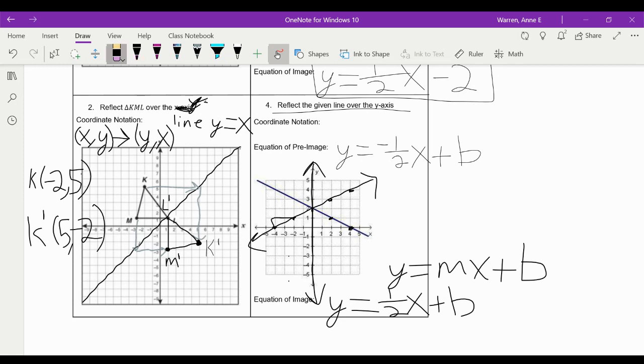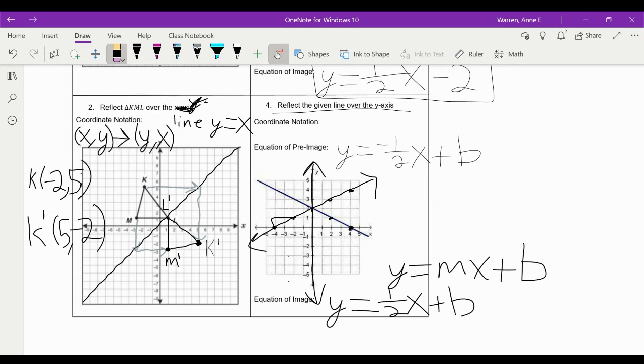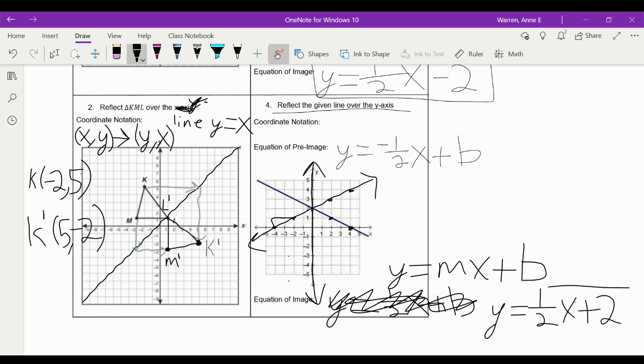Oh, that was supposed to be a 2, not a b. Honestly, the eraser is not working at all, so I apologize. I'm just going to scribble that out and start again to write in 2. And y = 1/2 x + 2. Okay.